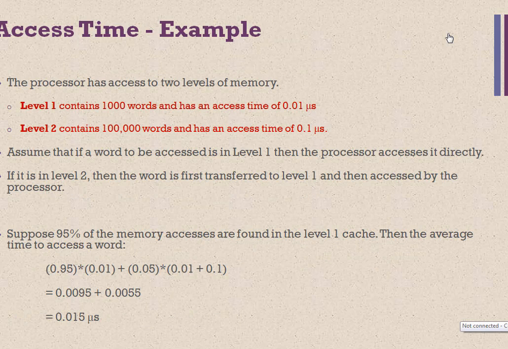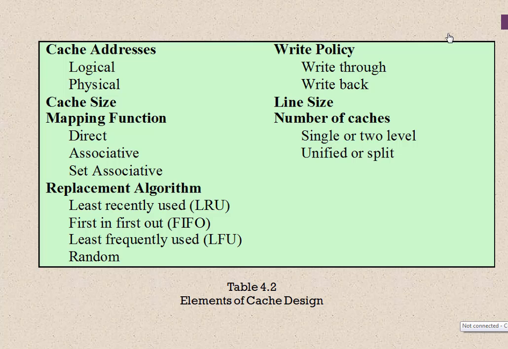So there are two levels for access time. Level 1 contains 1000 words, and level 2 contains 100,000 words. And how much time will be required? 0.001 second, and 0.1 second, sorry, microsecond. And there is an example given below of how cache memory levels will work. So there are some summarized cache elements: addressing, logical and physical, sizing, mapping functions, and replacement algorithm.